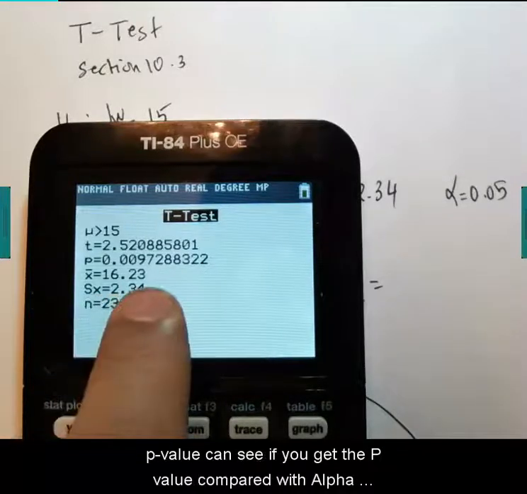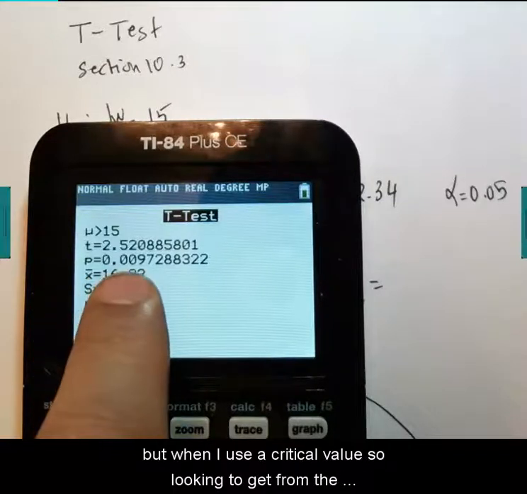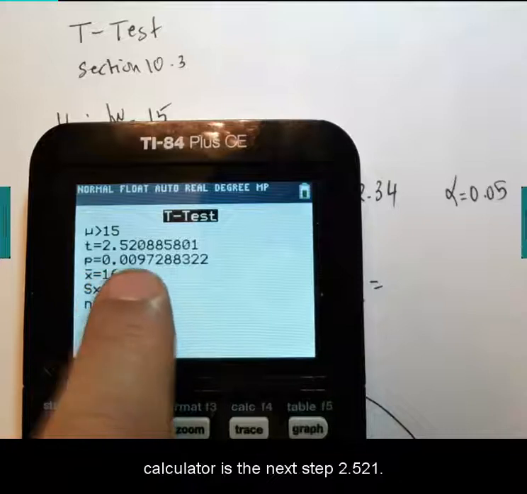Actually, if you're using the p-value, you can get the p-value, compare it with alpha, and since this p-value is less than alpha, you reject H0. But we want to use a critical value. So I'm only going to get the test statistic from the calculator, which is the next step, 2.521.